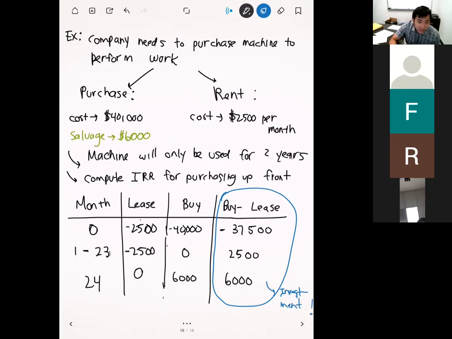All right, and so then we can use this investment column, or this difference, and find the rate of return of that investment. Okay, so any questions on this?